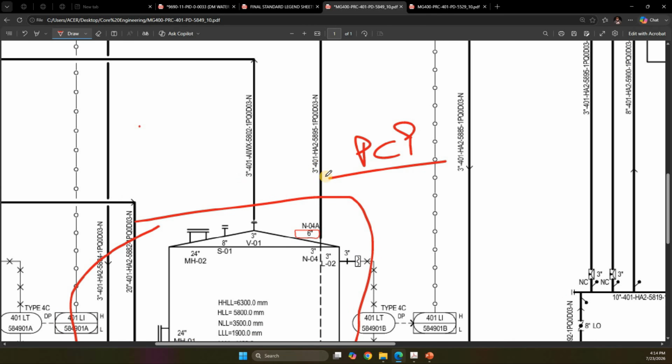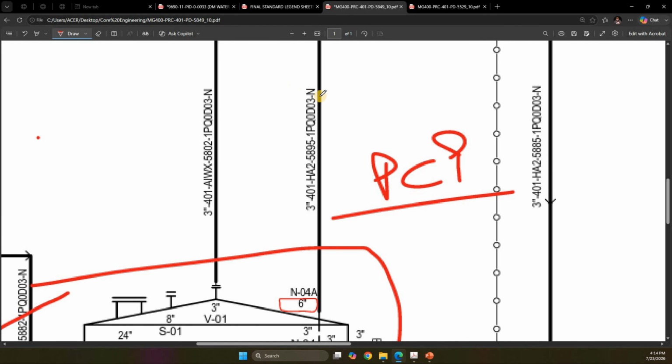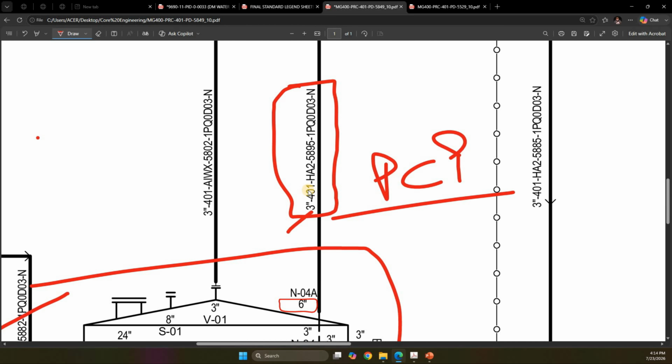Then you can see here the line number and tag number. These are your line number and tag number. This one is your line number and tag number. This is your line size, then unit number, then fluid code. We will discuss it thoroughly in our upcoming lectures.